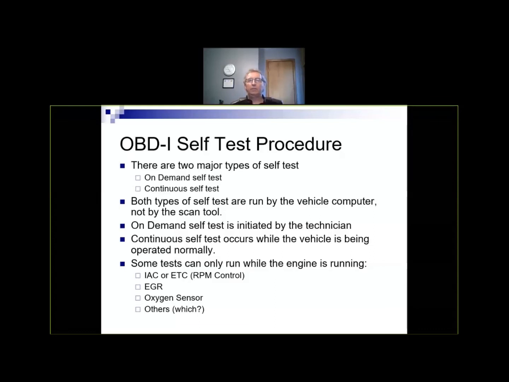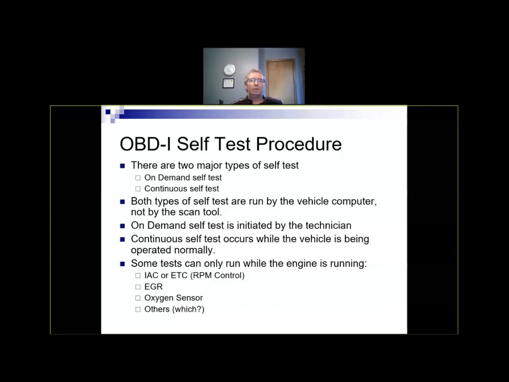Exhaust gas recirculation. If there's no exhaust gas flowing, there's no way that it can realistically test whether the exhaust gas recirculation system is running. And same with the oxygen sensors. A typical oxygen sensor on-demand test might be the computer intentionally drives the system rich and drives the system lean and looks for the appropriate response from the oxygen sensor.